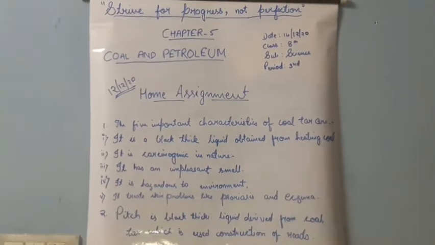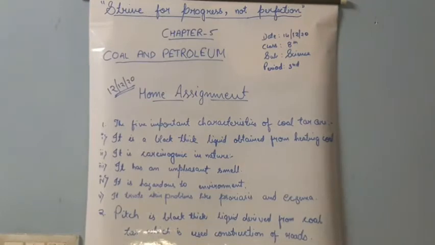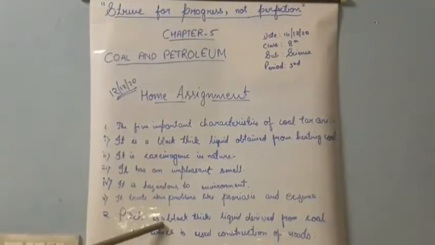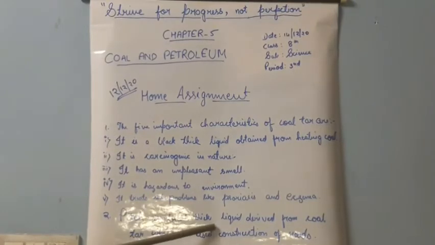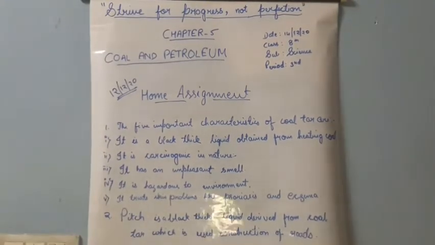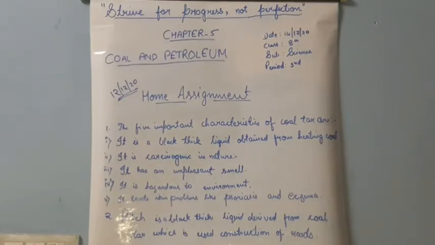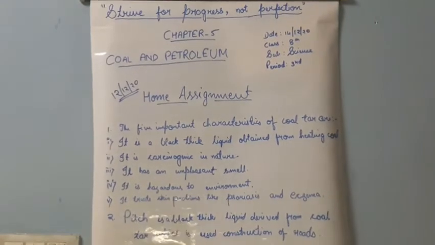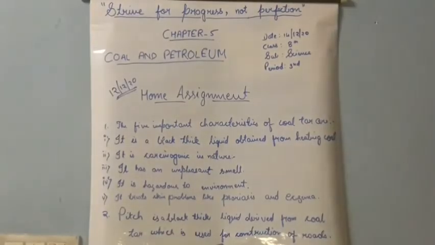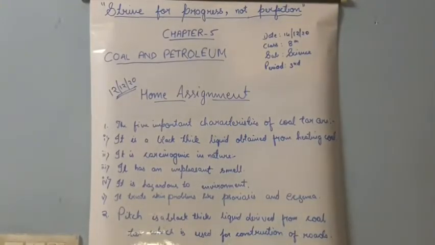Okay. Then your second question was, what is a pitch? So, your answer would be, pitch is a black thick liquid derived from the coal tar which is used for the construction of roads. I hope you all have written the correct answers.